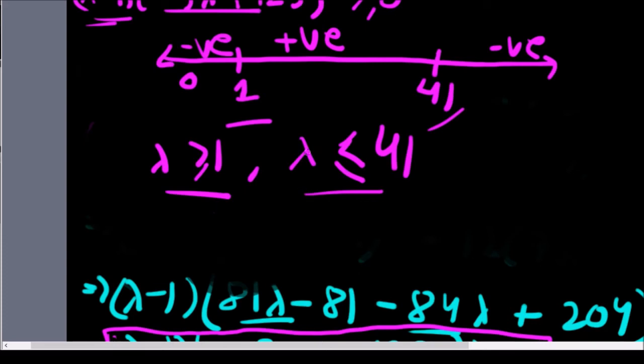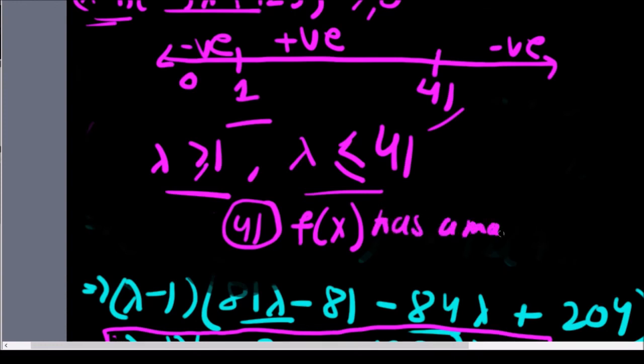So the maximum value of lambda will be 41, and that is indeed our answer. So the maximum value of f of x, which was this 3x square plus 9x plus 17 upon 3x square plus 9x plus 7, could actually be found by this simple method, by equating it to lambda and using the piece of information which we had about x having real values. And it turns out that f of x has a max value of 41.